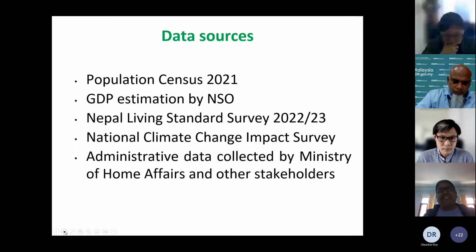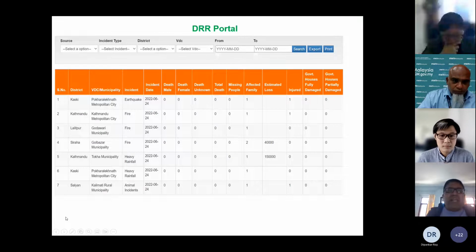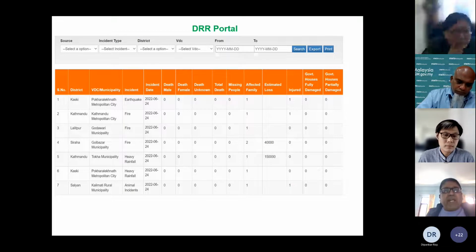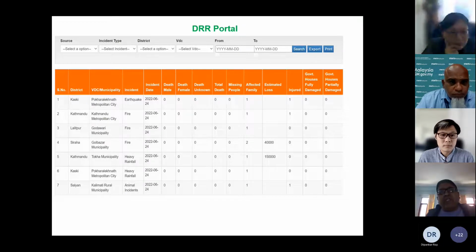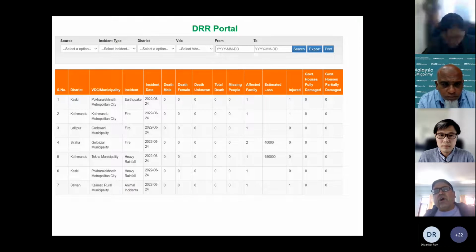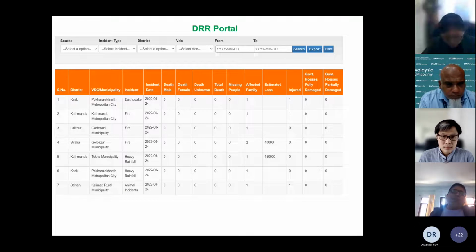Okay, next slide, please. This is our DRR portal. It is updated daily with district, municipality, what kind of incident, and when it occurred, deaths male and female, similarly missing, affected, estimated loss, government houses fully damaged, and government houses partially damaged. We can see this on our portal, drrportal.gov.np. From this website, we can get this.